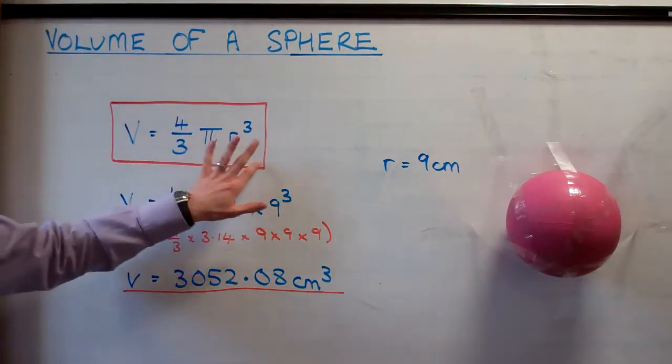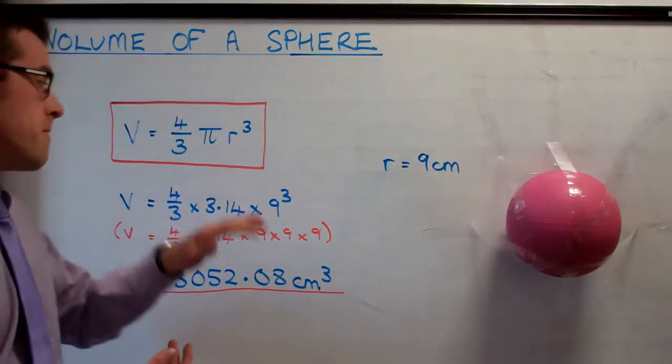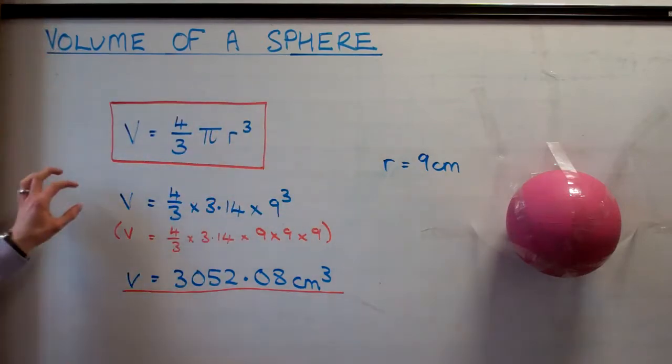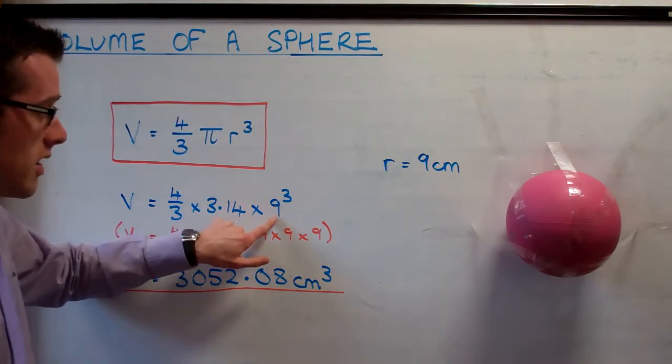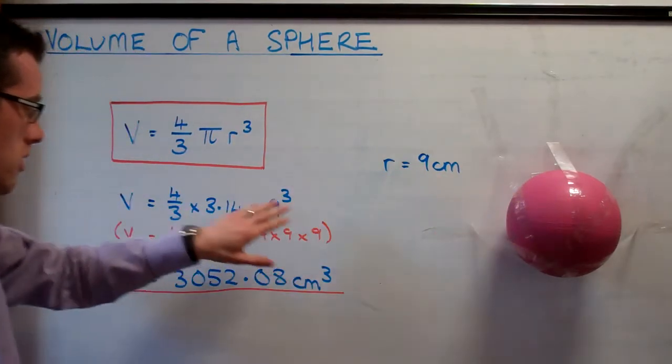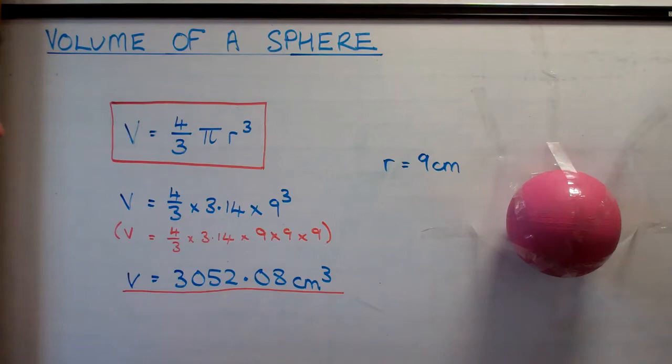This is the formula here, 4/3 times pi r cubed. Helpful if you remember that. And all you have to do is, you just substitute in, you just put in your 9 centimetres, or whatever the radius happens to be for your sphere, and then you work out your volume, remembering your units.